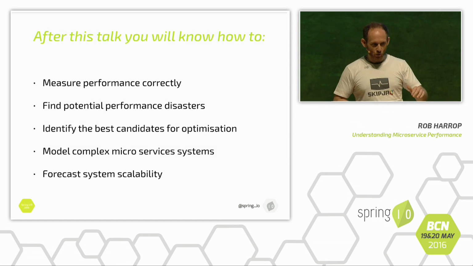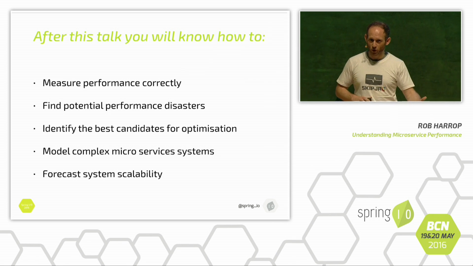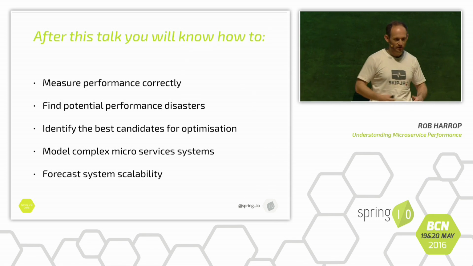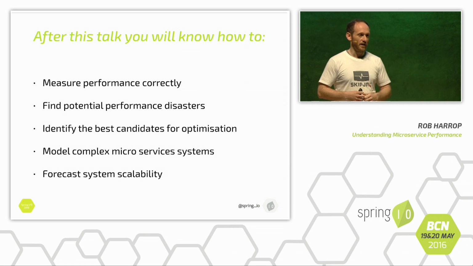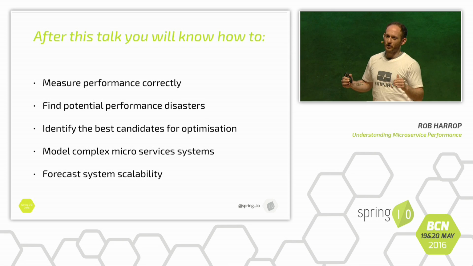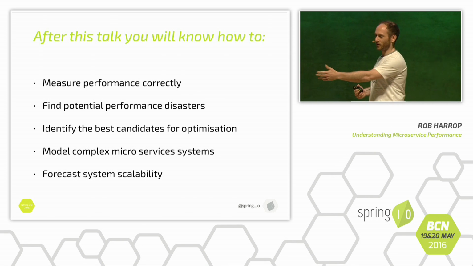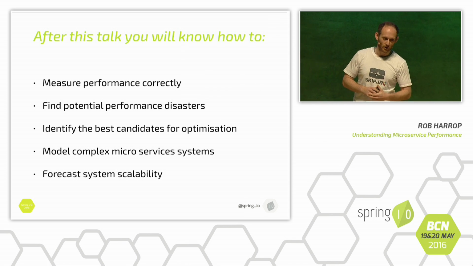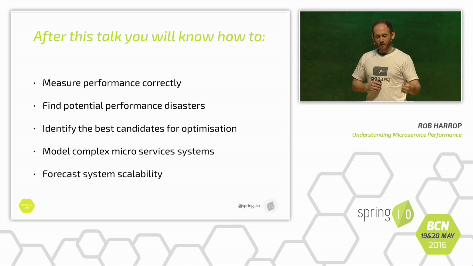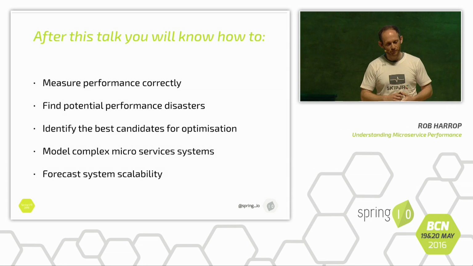So the agenda is quite simple. I'm going to talk about measuring, because if you don't measure properly, then everything else is kind of pointless. We're going to talk a little bit about how to find performance problems. This is only 50 minutes, so it's actually quite hard to do this talk in 50 minutes. Thankfully, Dave is doing a talk about Zipkin later, so he's removed the need for me to talk about that in great detail. I'm going to talk about finding candidates for optimization. So you've got these microservices, you want to figure out where to optimize. We'll talk a little bit about that.